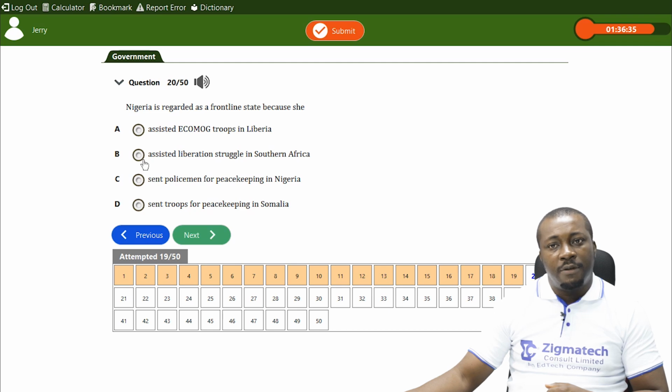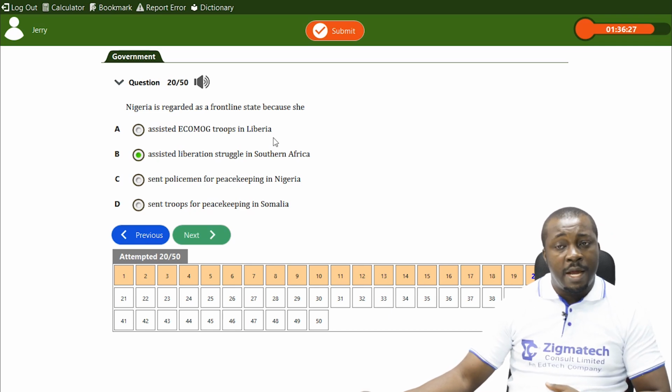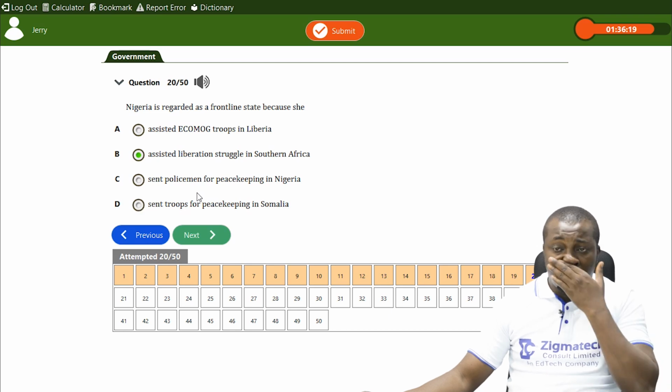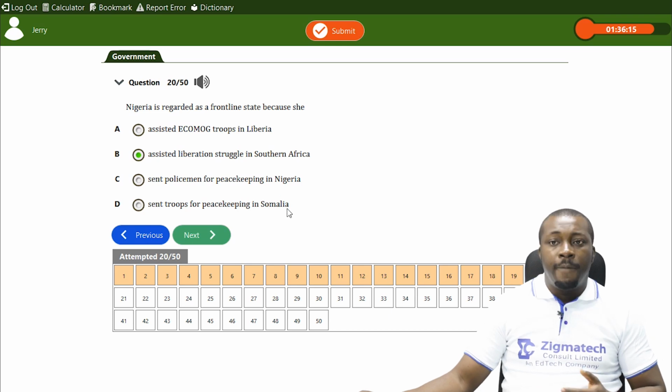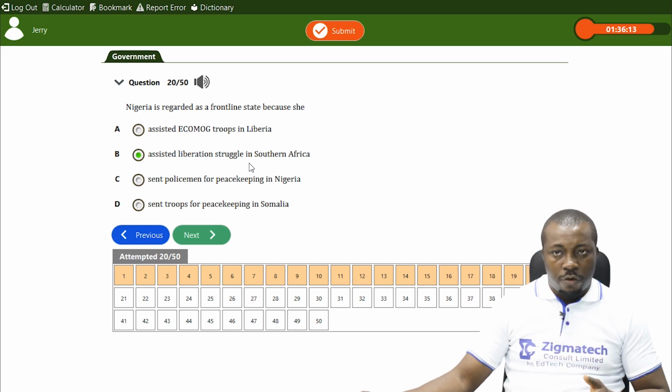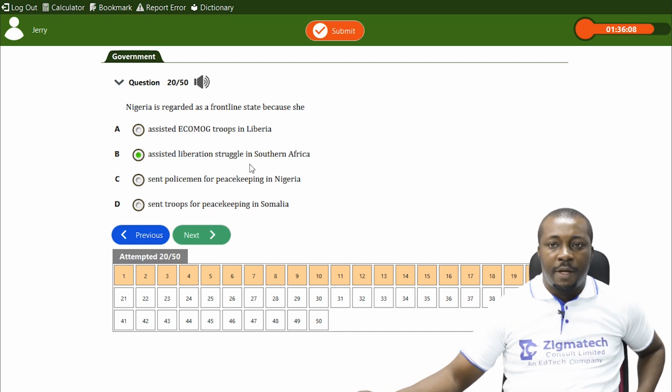And that is why Nigeria is regarded as a frontline state, not because it assisted ECOMOG in sending troops to maintain peace in Liberia. Of course, Nigeria didn't send policemen for peacekeeping in Nigeria. It's the duty of the state, actually, but it's not because of that. It's not because Nigeria sent peacekeepers to Somalia. No, it's because of the struggle, B, has assisted liberation struggle in South Africa.